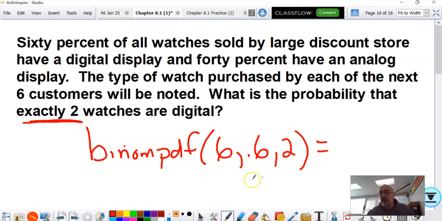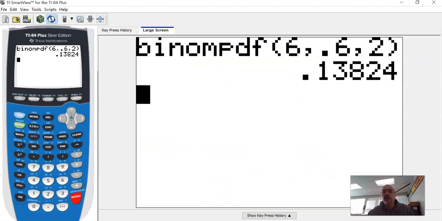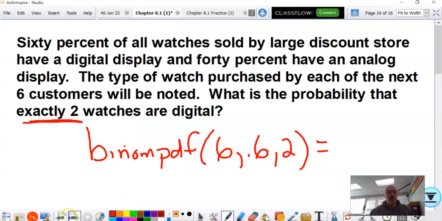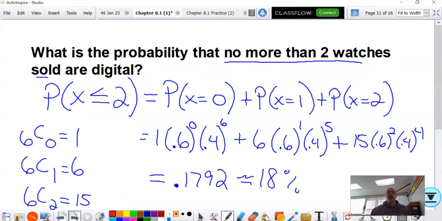Okay, I'm not going to write the answer again. Here's your answer, 0.13824, and that's the calculator notation. All right, let's keep going here. So the next one, ladies and gentlemen, this one was no more than 2 watches. Okay, no more than 2. So that means 2 or fewer.